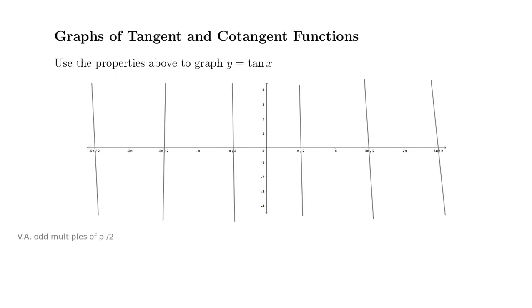Our x-intercepts. I'm doing this in gray apparently. Our x-intercepts are at even multiples of pi over 2. Or really, we'll just say multiples of pi, because 2 pi over 2 is really just pi, 4 pi over 2 is really just 2 pi. So we've got x-intercepts at 0, at pi, at 2 pi, at negative pi, at negative 2 pi, etc., etc., etc.